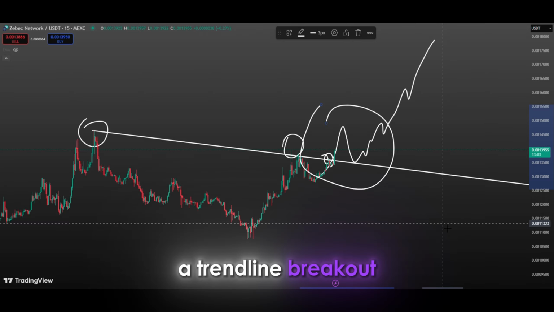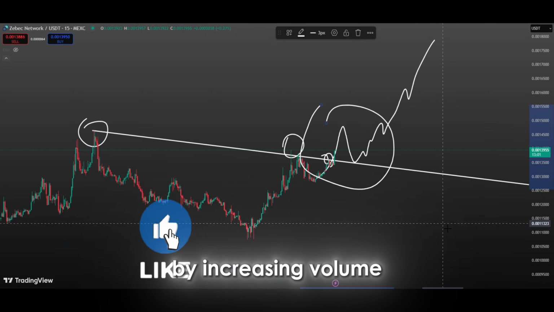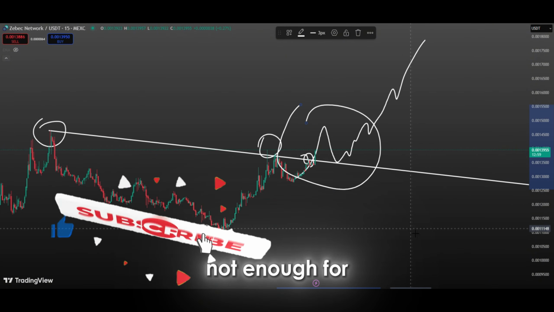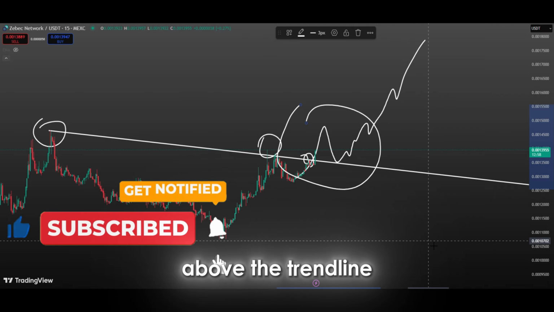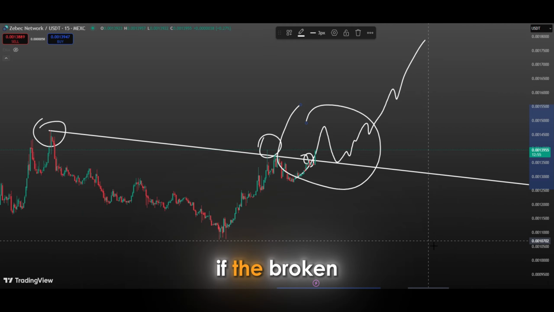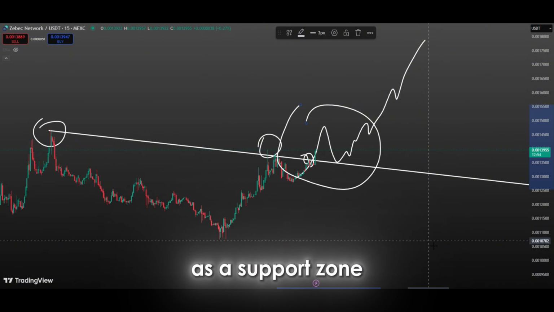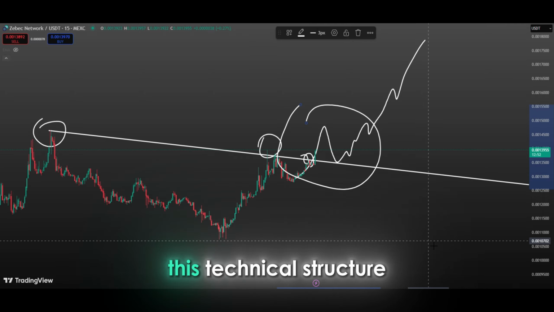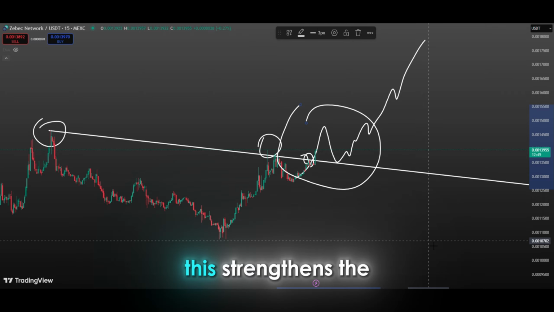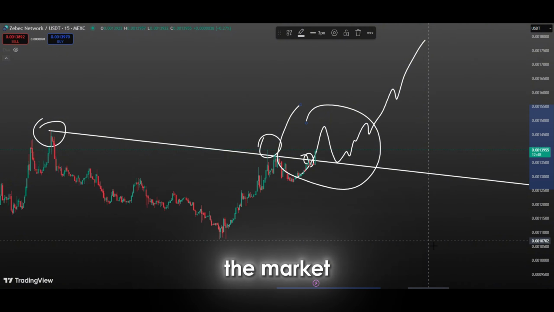A trendline breakout, especially when supported by increasing volume, is considered the beginning of a larger upward movement. It's not enough for the price to simply move above the trend line. It must also hold strongly above it. If the broken descending trend line now starts acting as a support zone, and the price continues to find buyers in this area, this technical structure creates a new confidence zone for market participants. This strengthens the bullish expectations in the market.